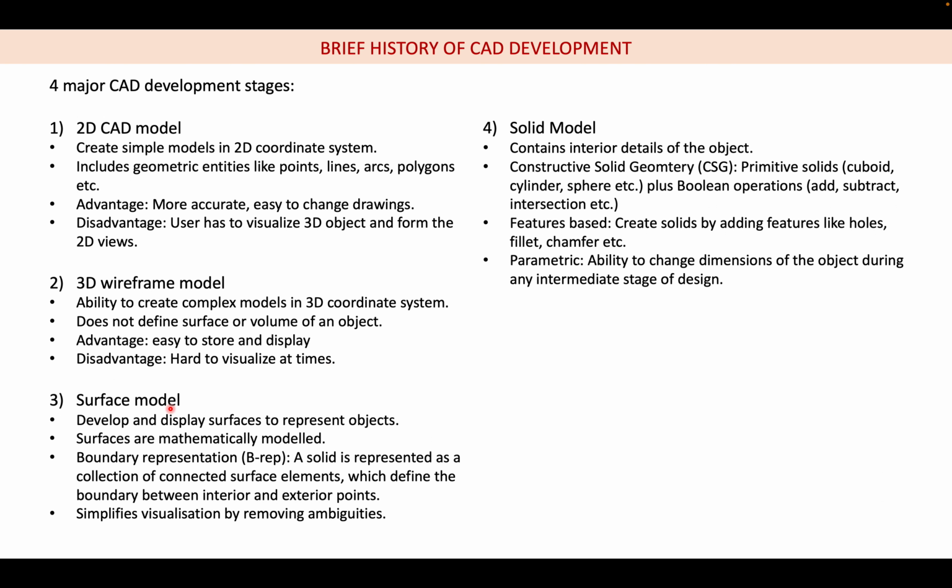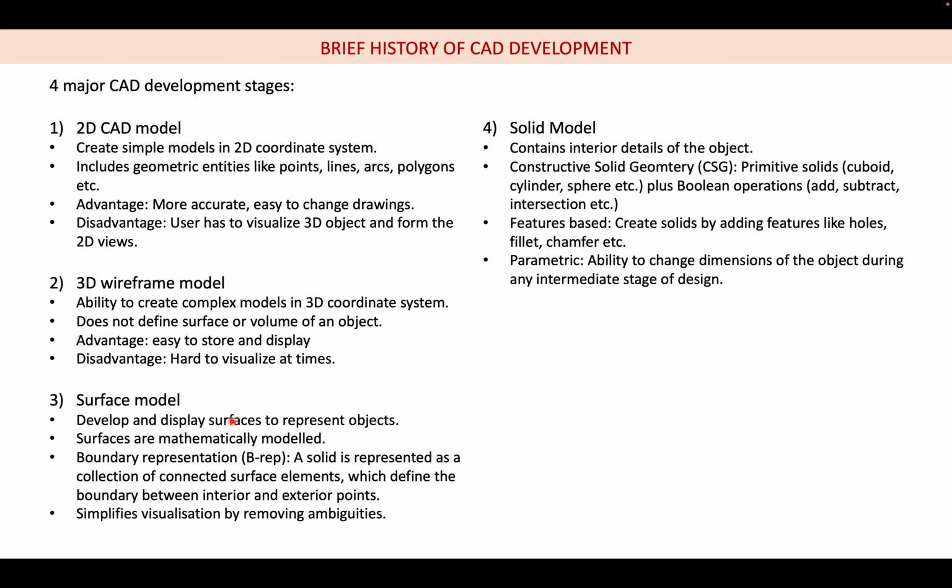Next we came to the surface model. Now the object is represented, instead of by wireframes, as a collection of surfaces. The surfaces are mathematically modeled. There is a concept called boundary representation, shortly called BREP. A solid is represented as a collection of connected surface elements which define the boundary between the interior and the exterior points. And this simplifies the visualization by removing the ambiguities.